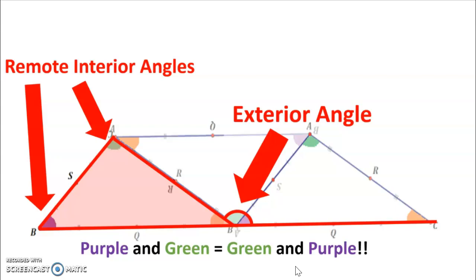These are called remote interior angles because they are not adjacent to the exterior angle, which means that they are not touching the exterior angle.